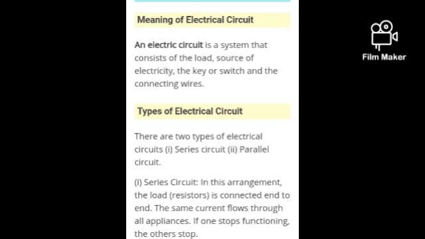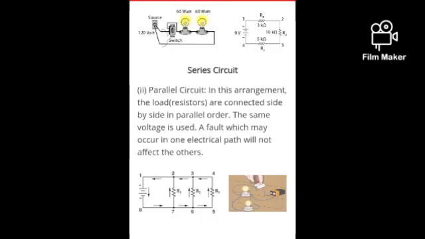Then we go forward to talk about the types of circuit. We have series circuit and parallel circuit. On the series circuit, we are told that it is the arrangement of resistors connected end to end. They are connected end to end, and the current flows through the appliances. That is, they have the same current and different voltage. Please take note of that.